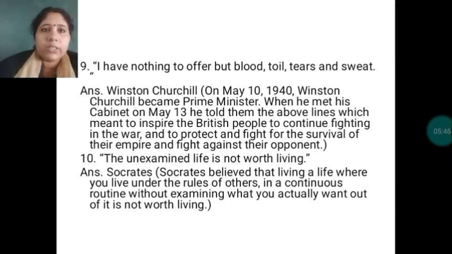Next, I have nothing to offer but blood, toil, tears and sweat. Winston Churchill. On May 10, 1940, Winston Churchill became Prime Minister. When he met his cabinet on May 13, he told them the above lines, which were meant to inspire the British people. So he used this line to inspire the people, understood, to continue fighting in the war, to fight for the survival of their empire, and to fight against their opponent, who is their enemy.